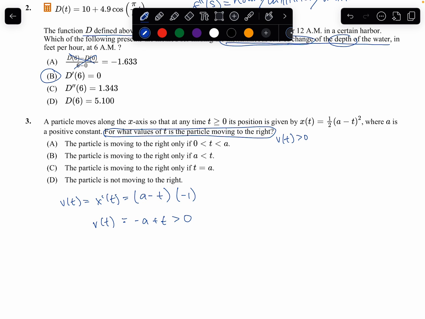So let's see which of these, or what I need to do further here. So the particle is moving to the right between 0 and a. That might be it. But let's actually add a over here. So when t is greater than a, that's the same thing as a is less than t.